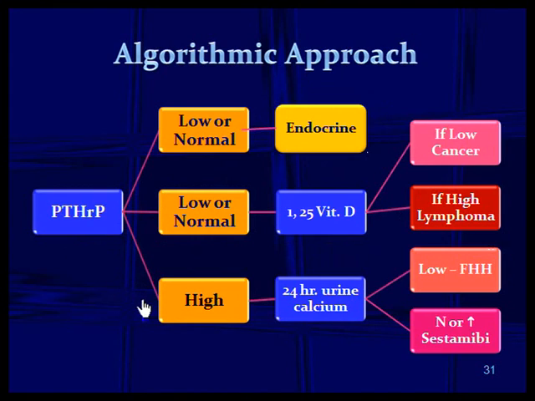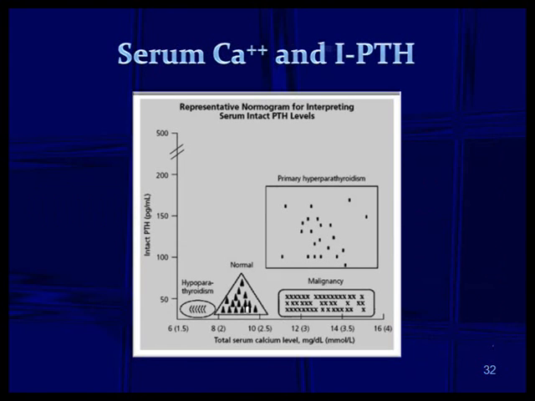On the other hand, if the PTHRP is very much elevated, it is a humoral hypercalcemia of malignancy, then we will do a 24-hour urine calcium. If the 24-hour urine calcium is low, then we are dealing with a case of familial hypocalciuric hypercalcemia. If the 24-hour urine calcium is normal or raised, we do a sestamibi scan to look at the parathyroids. So, this is the algorithmic approach of a case of hypercalcemia being investigated stepwise.